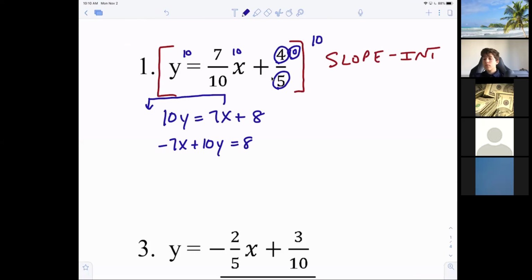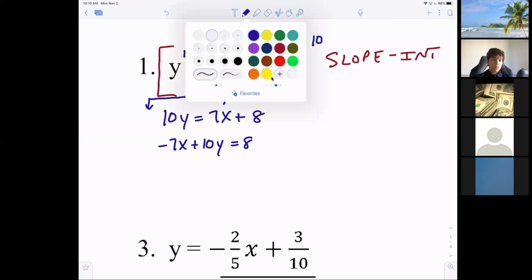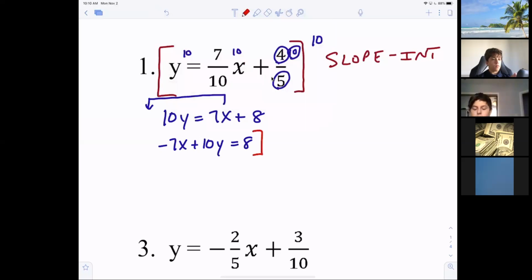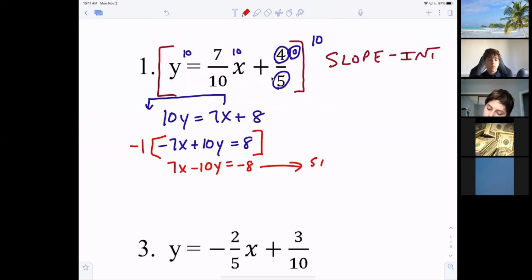Now we have a little issue here, and the reason is because I said the x must be positive. So if the x is negative, that's your cue to change all of the signs. What that means is that you're really just going to distribute a negative 1. When we multiply through by negative 1, we get 7x minus 10y equals negative 8. Now this right here is the correct standard form.